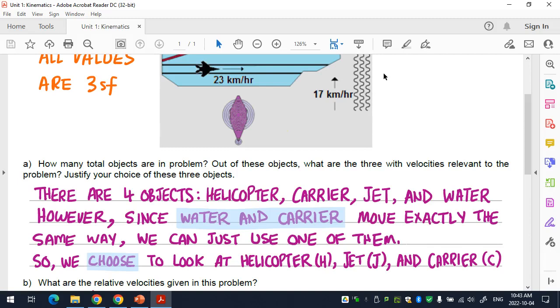Okay, so just write that down and stop. So what three subscripts am I going to use? I'm going to use H, J, C. If you chose the water, you would just use H, J, W. That's why I'm telling you they move the same way. It's up to you. I just feel it's more relevant to keep the carrier than the water.